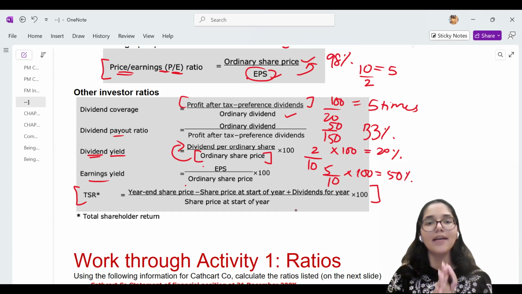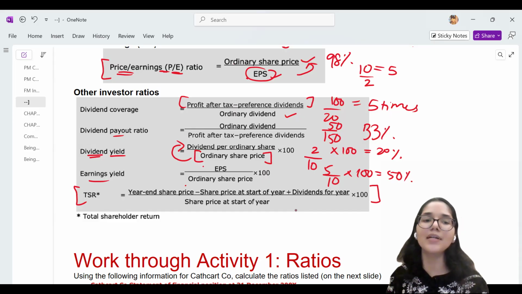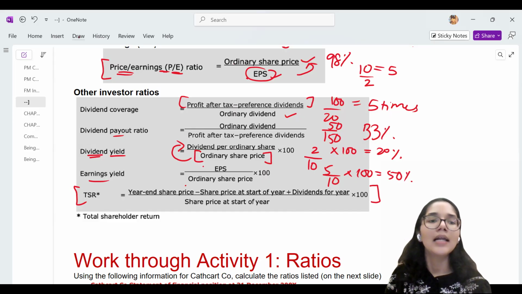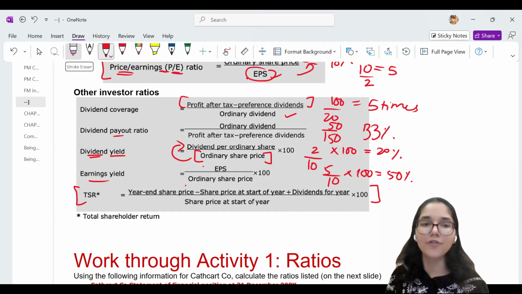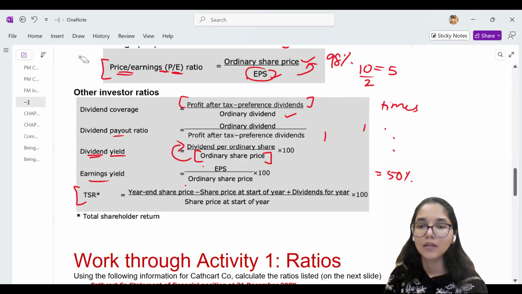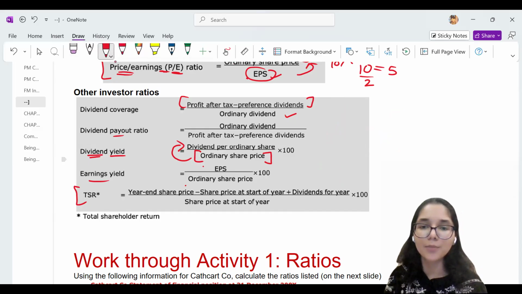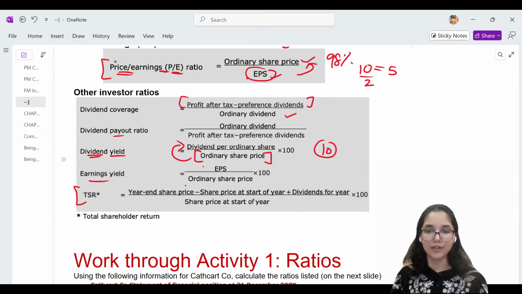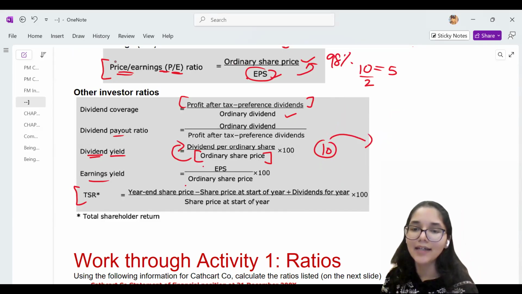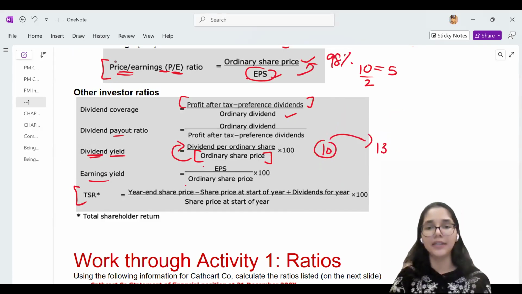Shareholders can get the return from their investment in a company in two forms. Firstly, I will receive some dividend from the company. Secondly, I will receive some capital appreciation. What is capital appreciation? I'll give you an example. Let's suppose I purchase the share of a company in the beginning of the year, for $10 at the start of the year. Now, when the year has ended, the share price has gone up to $13.